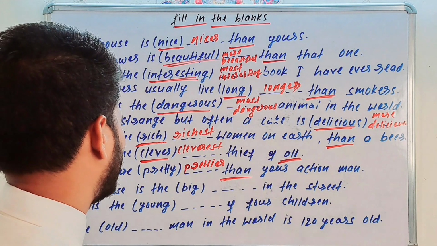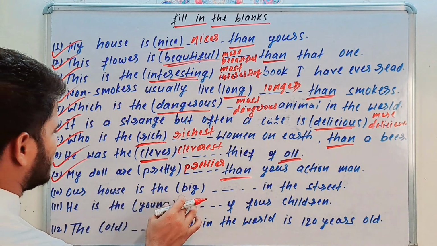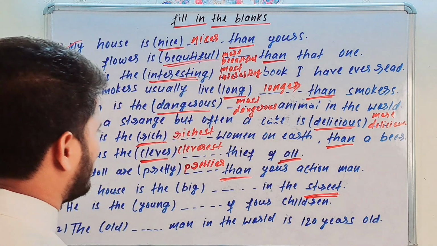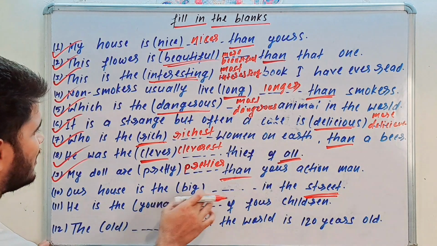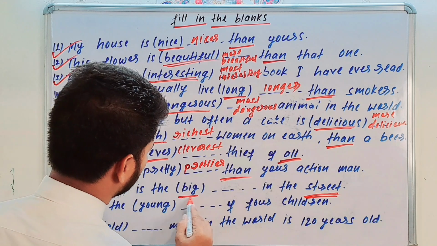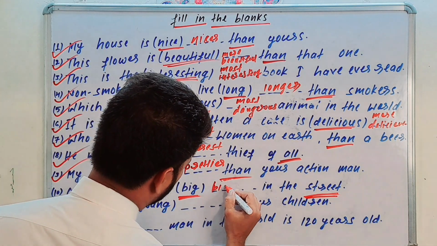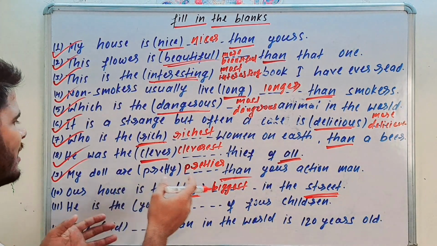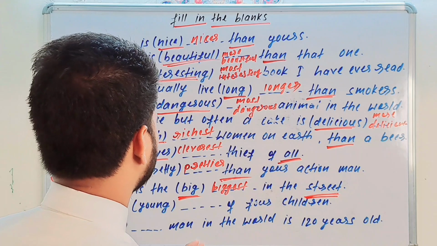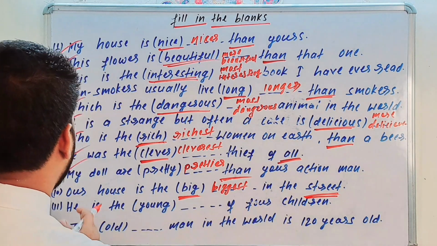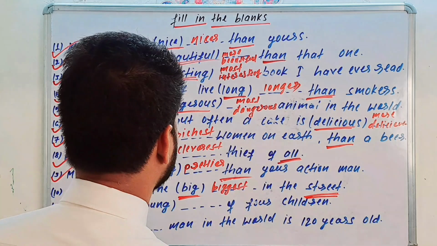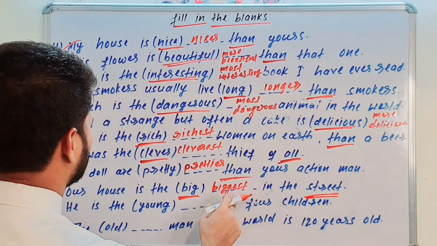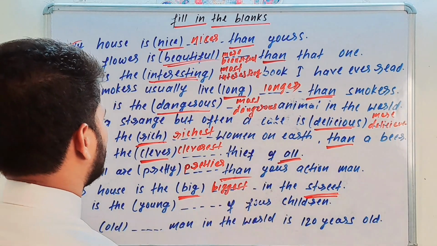Tenth, our house is the dash in the street. I am talking about a street. So someone is talking about a street and their house is dash in the street, biggest. Biggest in the street. Our house is the biggest in the street. So someone is talking about a street, not any particular house to compare with. So I have to use the superlative form of big, that is biggest.